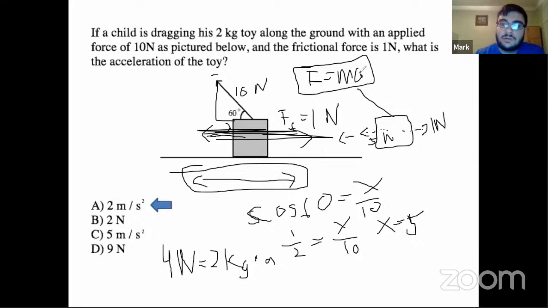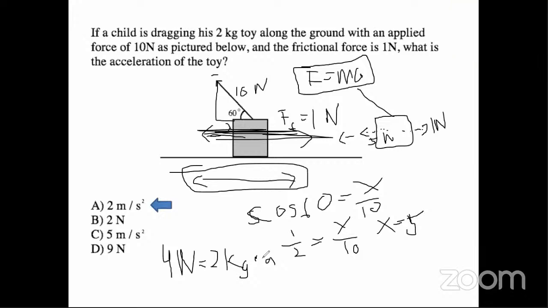Acceleration, you know that acceleration has units meters per second squared. That's the only thing we have left. Acceleration, 2 meters per second squared is the answer, and that's what the answer choice is. Does that make sense? Or how did you cancel that out to get meters per second? I'm just trying to figure that out.